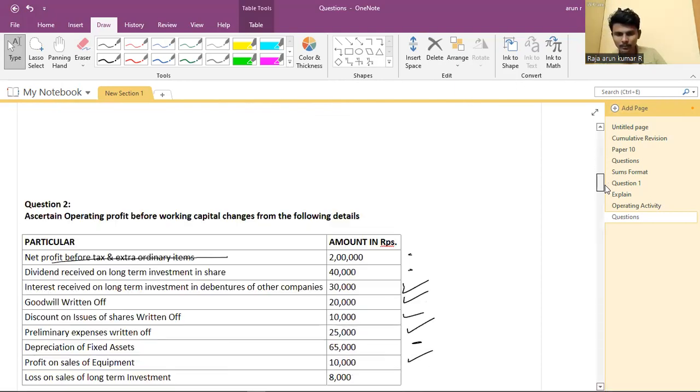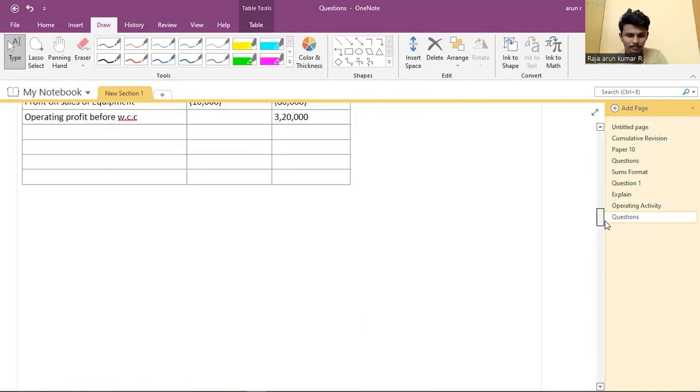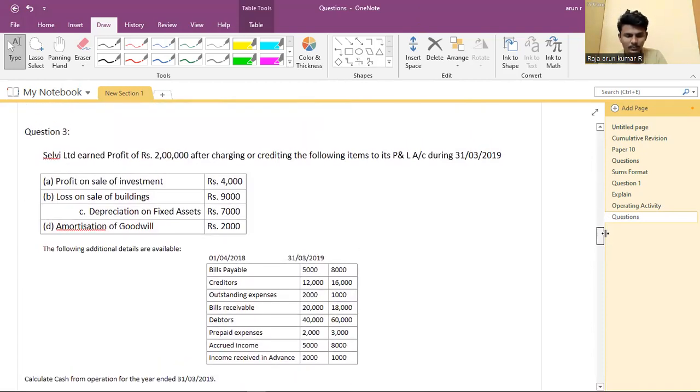Then we go to the third sum. In this sum, we do more concepts. First of all, you read the question once or twice, and then you will be able to answer. Selvi Limited earned a profit of 2 lakh rupees. Note it.